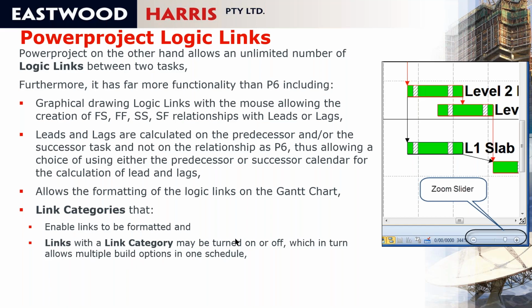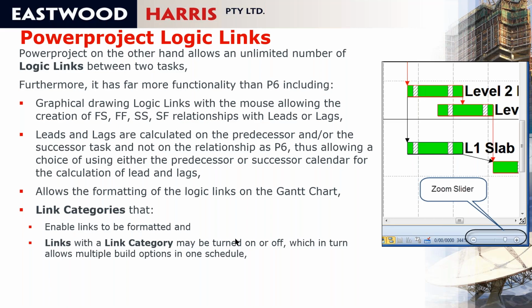I remember one program I was creating, and we had a choice of using 1 or 2 cranes, and I created a link category so when we wanted to level from 2 cranes to 1 crane, we added extra relationships, and therefore we could turn off that link category, and you can have in one schedule 2 options, either the 1 crane or the 2 crane.